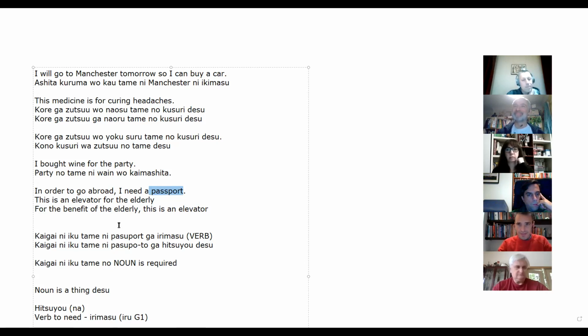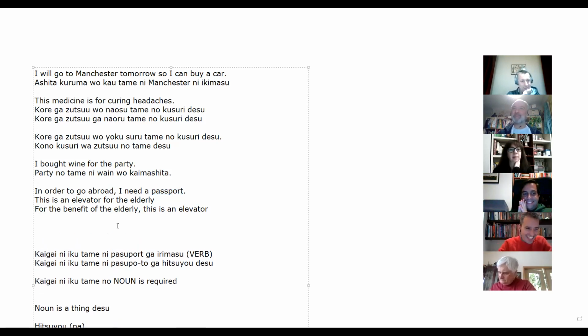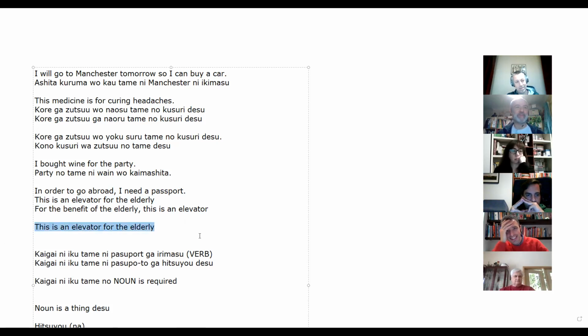However, be careful though. If you see an adjective and a noun in the same sentence, don't just think, oh, okay, this is ni. What about this? Let's use this elevator one. An old elevator. I'm not going to use this sentence. I'm going to use this sentence here.